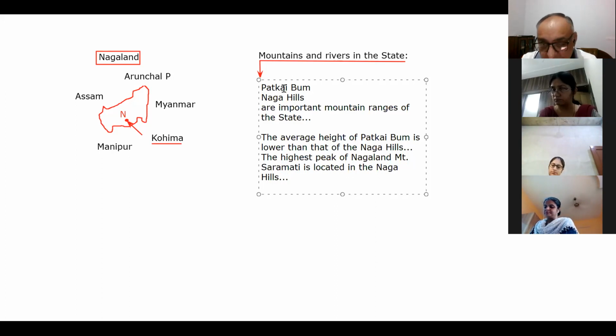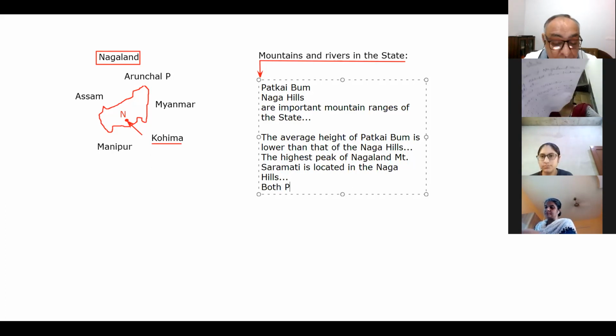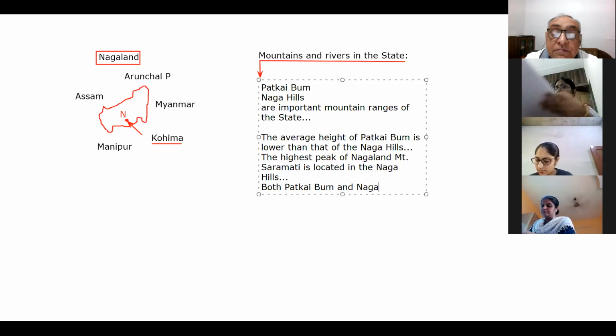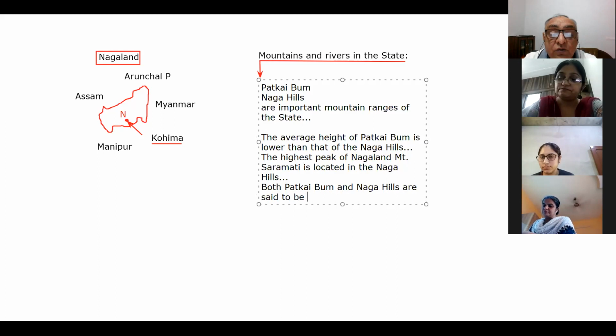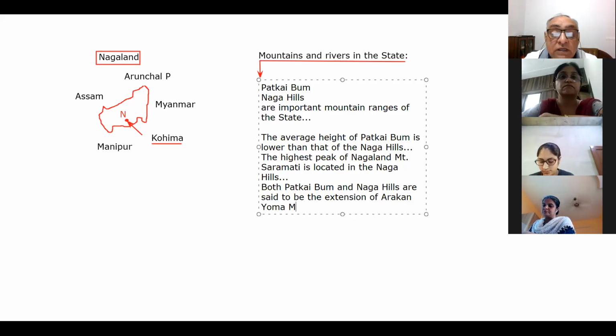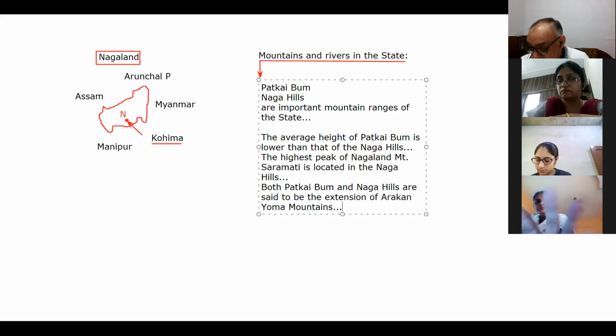And the next, very important point to be noted: both Patkai Bum and Naga Hills are said to be an extension of the Arakan Yoma Mountains. So ये हिमालय की नहीं है, ये बहुत important है आपके लिए. Arakan Yoma Mountains की ये extension है.